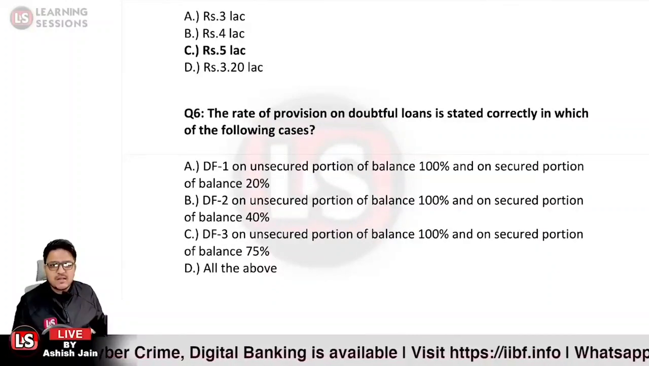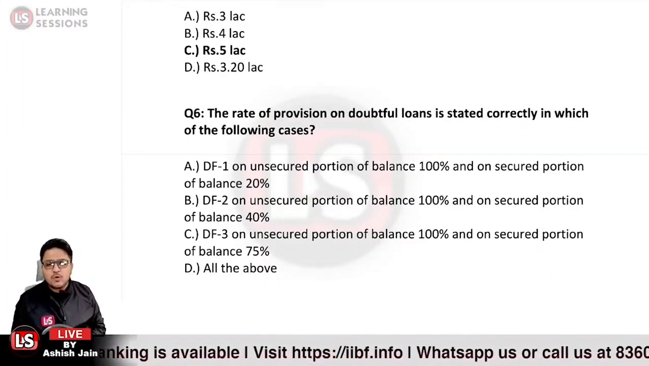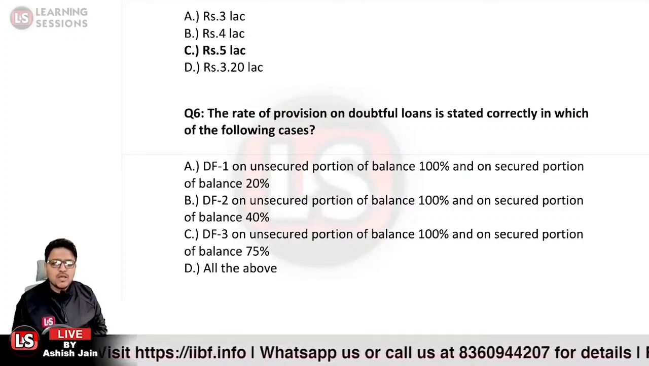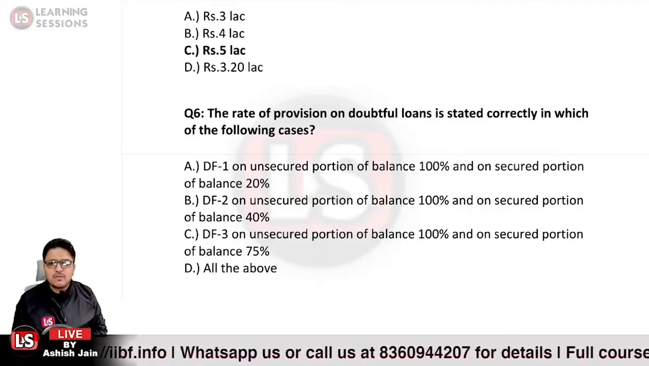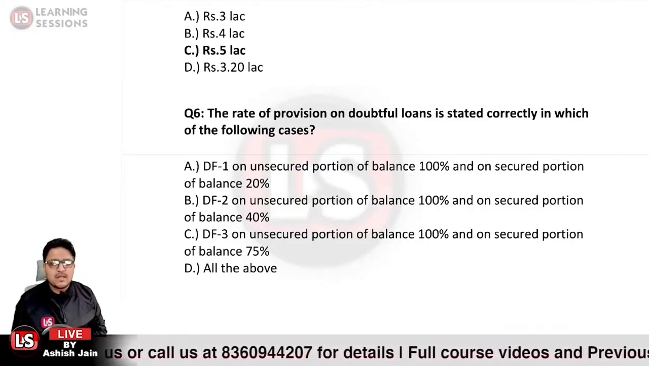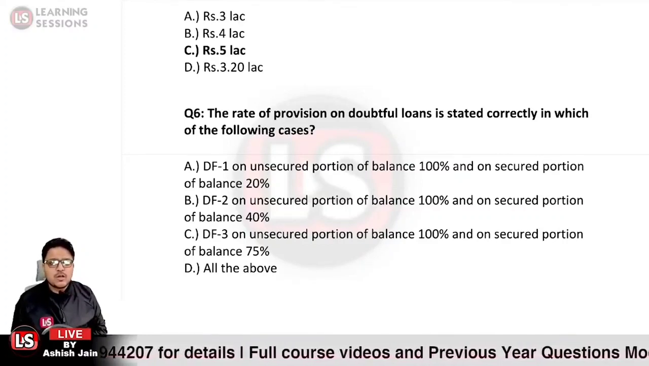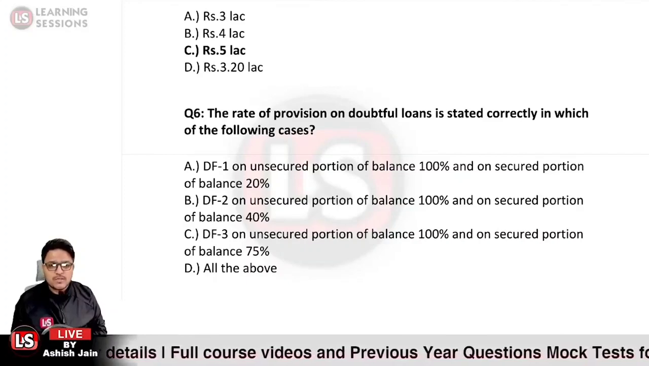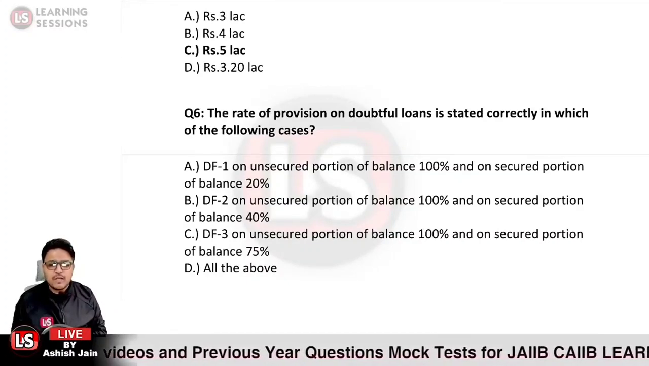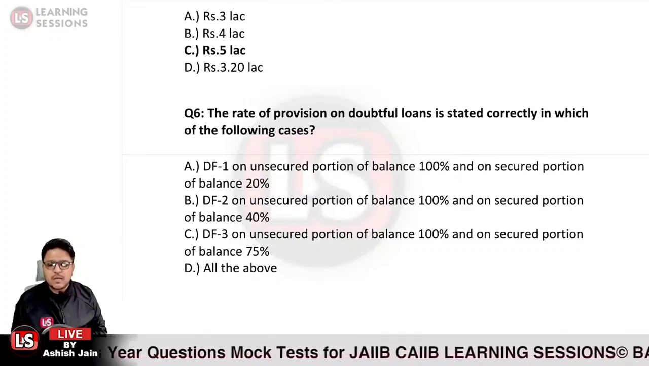Question number 6: the rate of provision on doubtful loans is stated correctly in which of the following cases? DF1, unsecured portion 100% and secured portion 20%. DF2, unsecured portion 100%, secured portion 40%. DF3, unsecured portion 100% and secured portion 75%. Which of the following would be the right answer in this particular case?